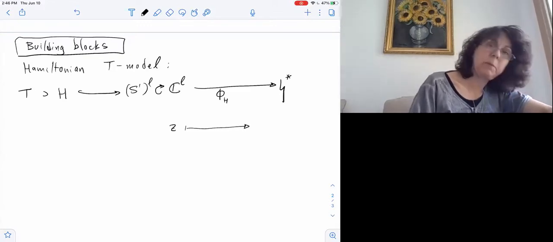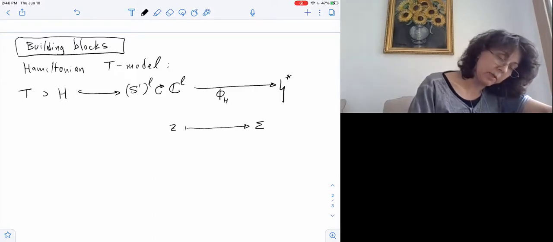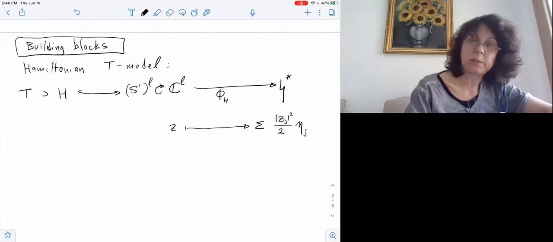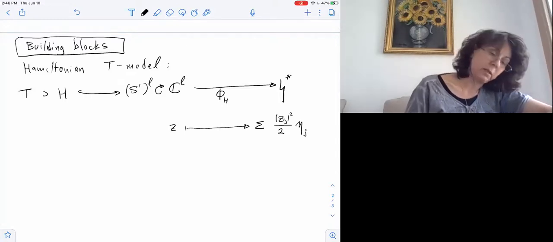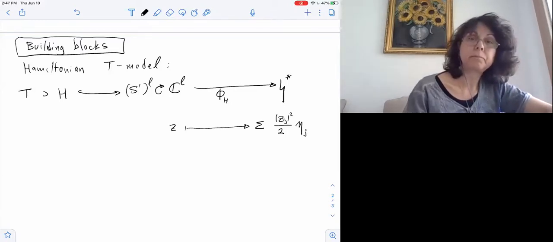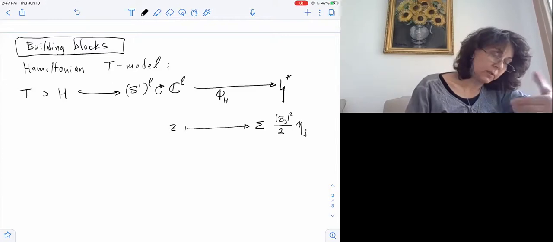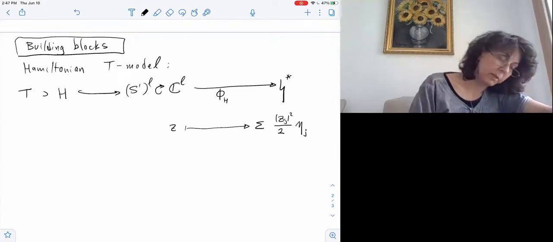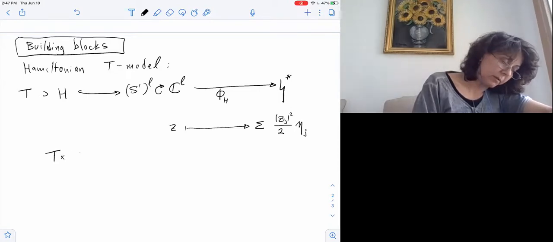This map can be explicitly written as the summation. This is a sort of a positive or non-negative linear combination of elements in H star. These elements are just, if you follow the definition, the weights for the H action on C^L. And as soon as you have this little linear piece, you can cook from it the Hamiltonian T model. You start with the product of T cross C^L cross.